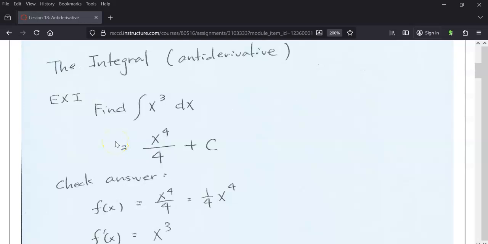The antiderivative. When we want to find an antiderivative, the operation we use is the integral. So for example, example 1, find the integral of x cubed dx.